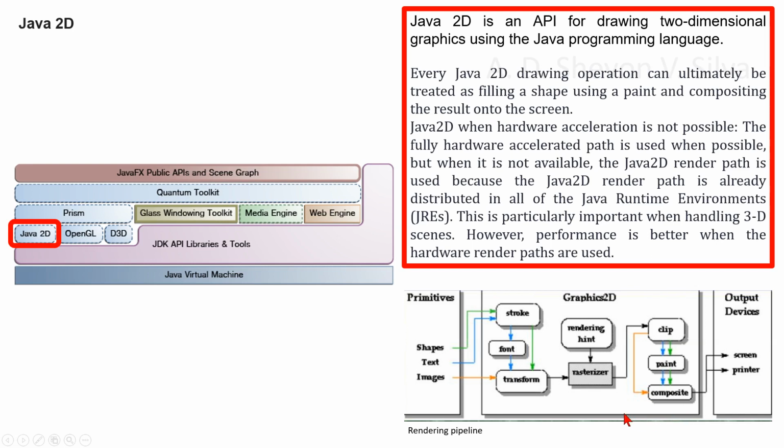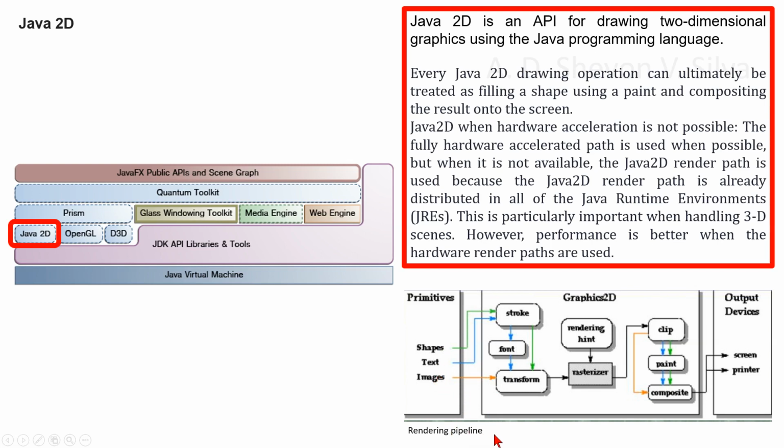Step 3, determine what colors to render. And step 4, apply the colors to the destination drawing surface using the current composite attribute in the Graphics 2D context. There are three types of rendering operations, along with the details of each of their particular rendering processes: shape operations, text operations, and image operations.